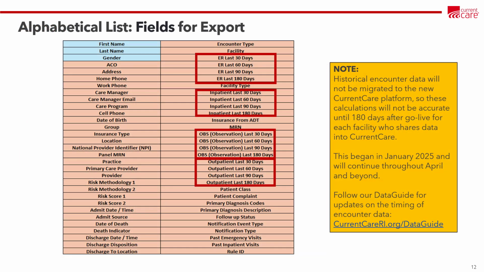Here you'll see an alphabetical list of fields that are available for export. Please keep in mind that historical encounter information will not be migrated to the new CurrentCare platform. This means that historic counts, highlighted here in red, will not be accurate for at least 6 months. Each data sharing facility will have a different migration timeline. Please visit our data guide for updates on timing.